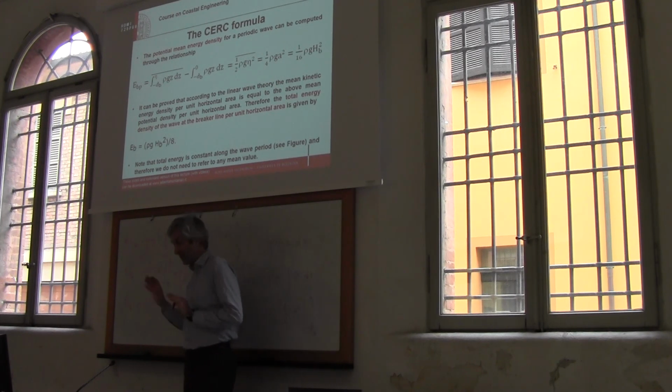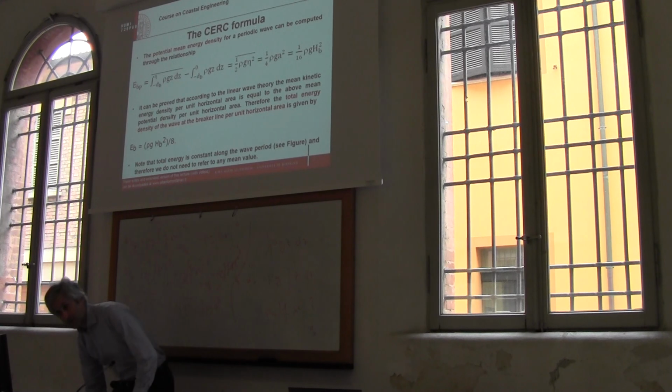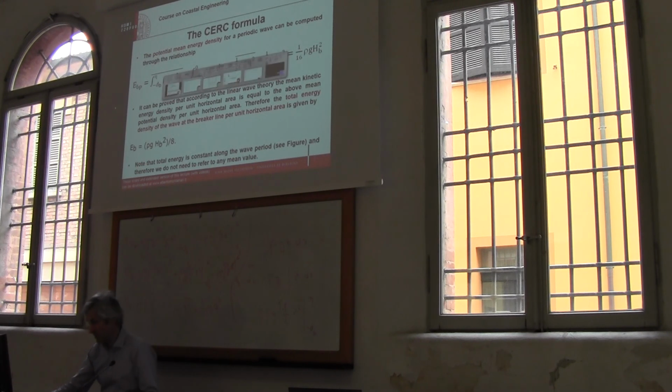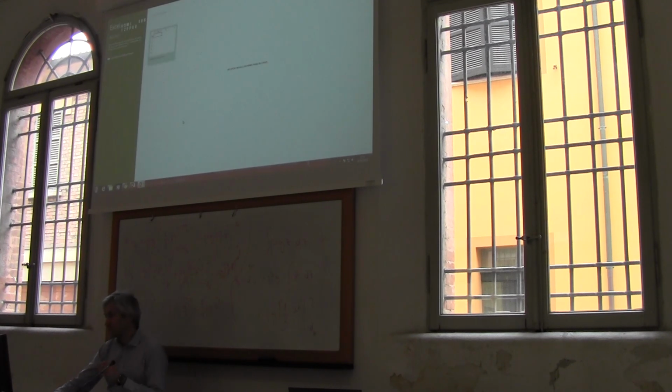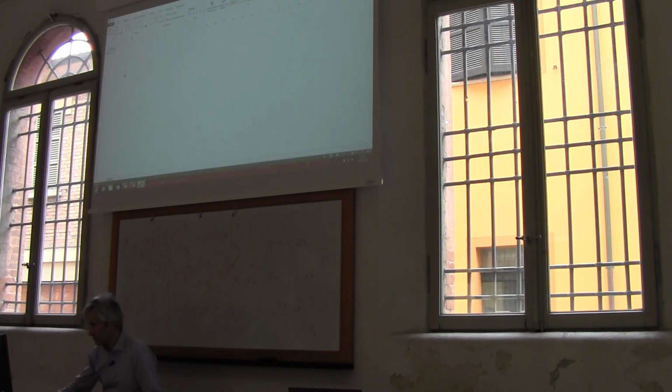In order to prove it, I think the easiest way is to open an Excel sheet and compute the average of eta squared. Eta can take positive and negative values because it's the elevation of the water surface with respect to the mean sea level. So let me open an Excel sheet and then we break. Let me see.